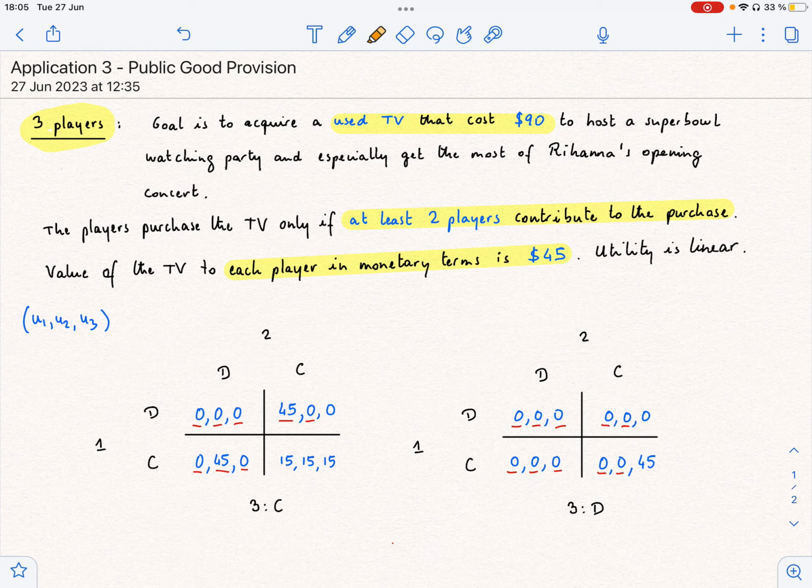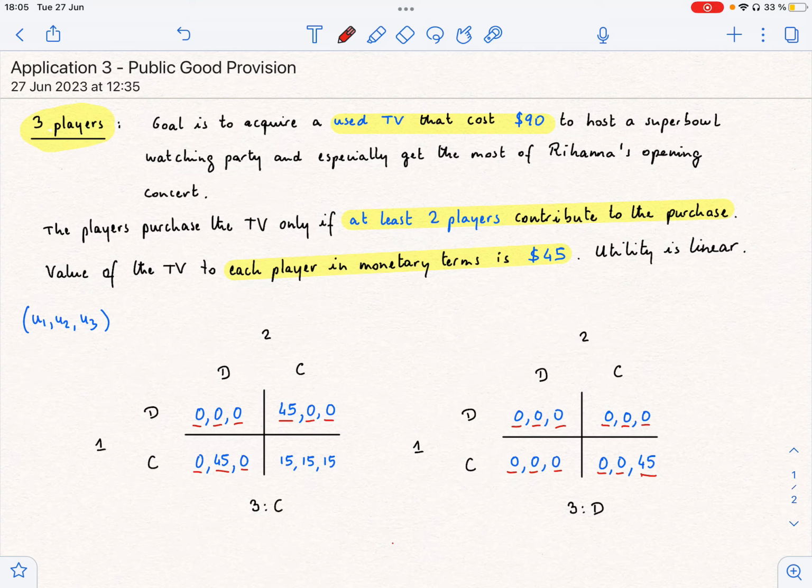Now let's jump straight to the interesting case. If player 1 contributes and player 2 contributes, player 3 is comparing 15 here and 45. And player 3 prefers, of course, to defect and free ride. Okay? And the last one is a case where player 2 contributes and player 3 defects, and here player 3 is indifferent.